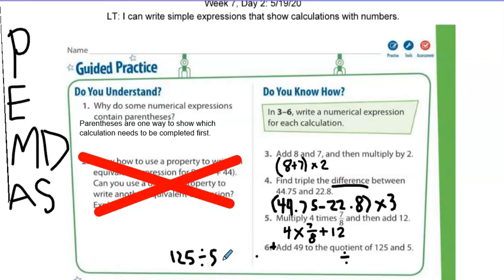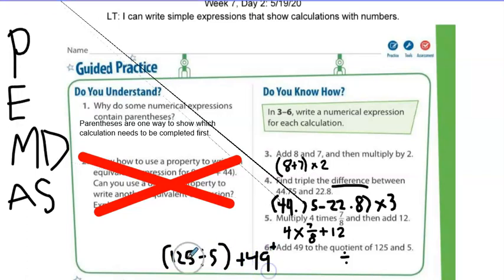So depending on how we write this, well, not necessarily. We know that we want to do 125 divided by 5 first, and then we want to add that 49. But with or without the parentheses, you're still going to be doing 125 divided by 5 because division comes before addition. So you could have parentheses or you can leave it without parentheses. It does not matter either way. But what's really important with this one is you want to make sure that you're really focusing on those clue words.